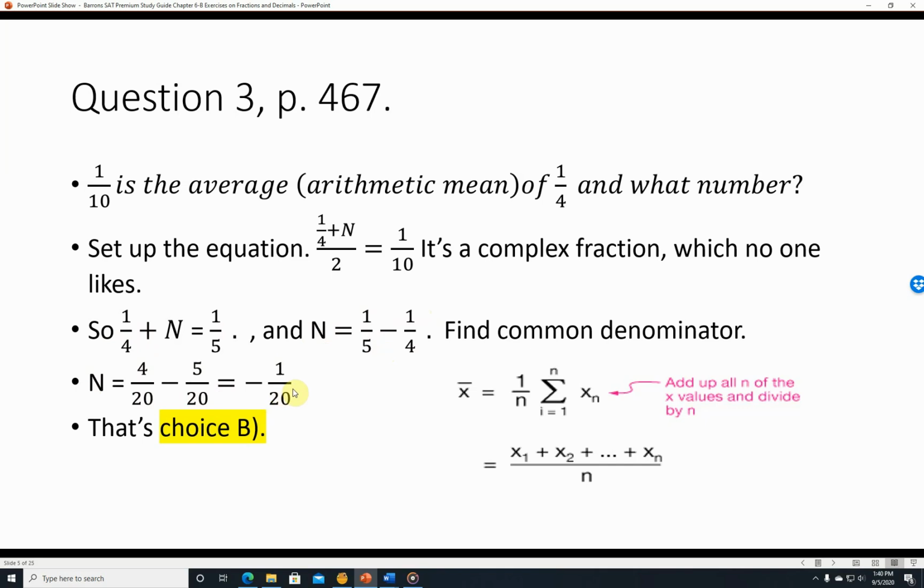I don't know why that made me feel weird the first time I saw it, but it's just a negative number. Anyway, here's how to do an average. This is in sum notation. You can see 1 over n times the sum from 1 to n of all n values, or more commonly, x1 plus x2 up to x sub n, over n. Anyway, either way, -1/20 is choice B.